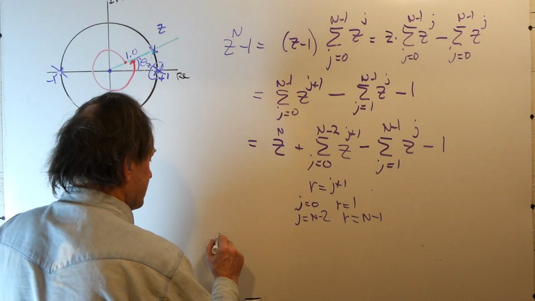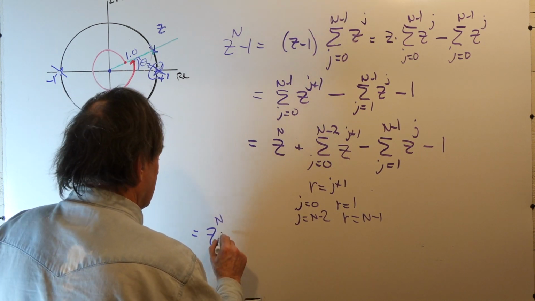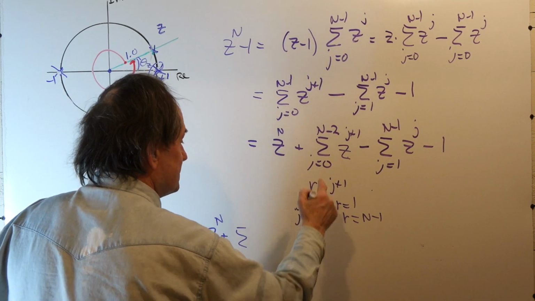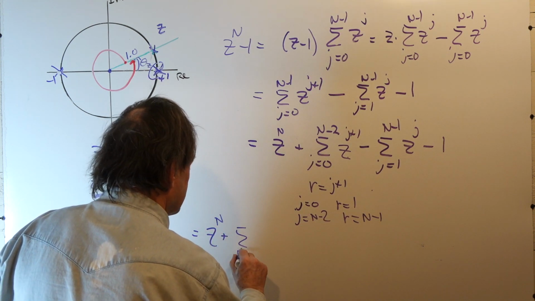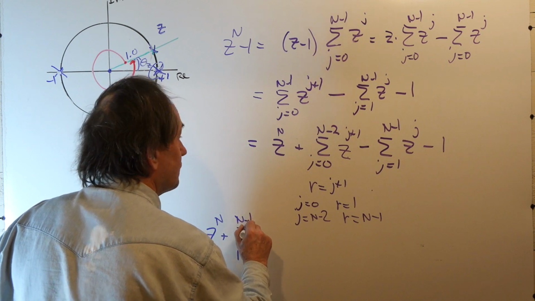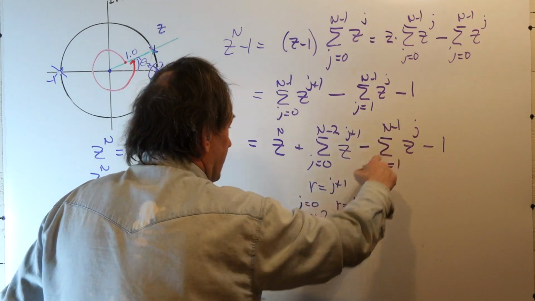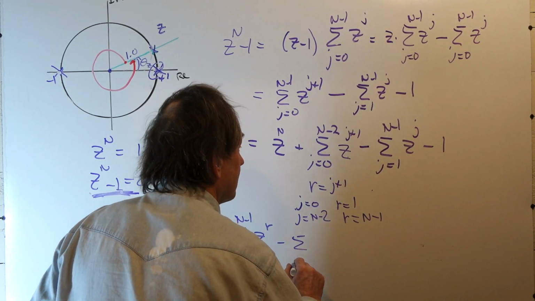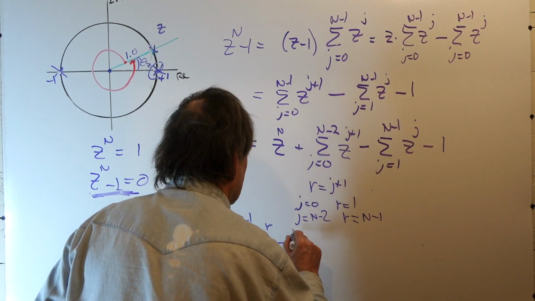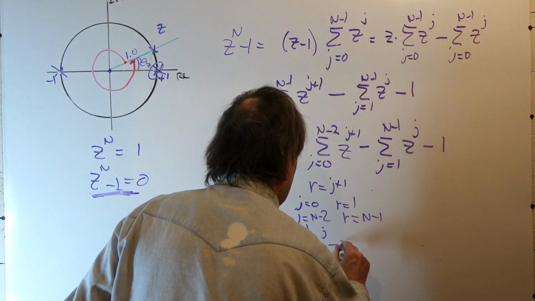So I'm going to change the dummy variable inside the sum. Instead of j, I'm going to write it in terms of r. So that's the sum from r equals 1 to n minus 1 of z to the r. And then we have this sum minus the sum from j equals 1 to n minus 1 of z to the j minus 1.